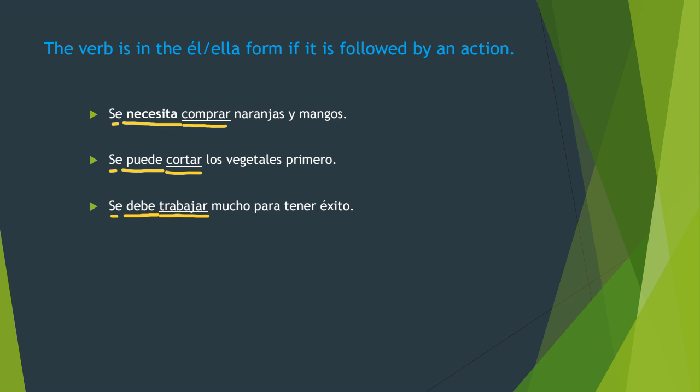So these are some of the examples of the impersonal expressions. The activity that we'll be doing in class is making our own signs to hang up that use these reflexive verbs and the impersonal se.